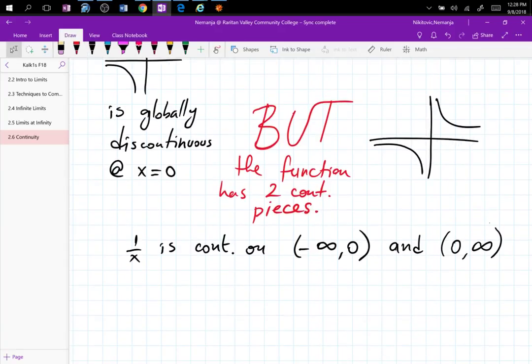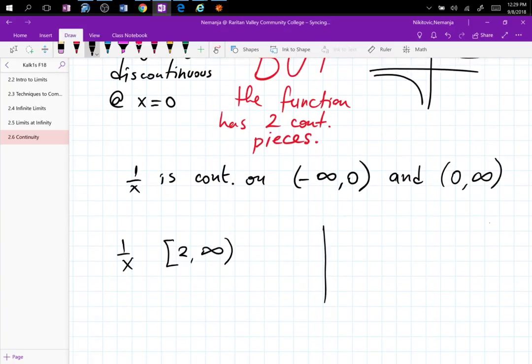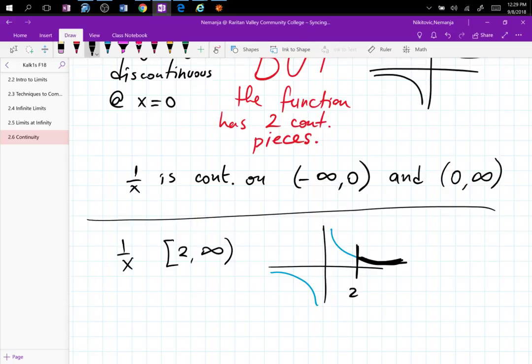The Calculus 2 example, which I showed earlier, had 1 over x on a domain 2 to infinity, including 2. So if you are to graph this thing, and I'll graph it blue, this is your standard 1 over x. You chop it at 2, and you are only looking at this piece here. Well, that's perfectly continuous. You throw everything else to garbage as soon as you get the domain. So this is piecewise continuous.